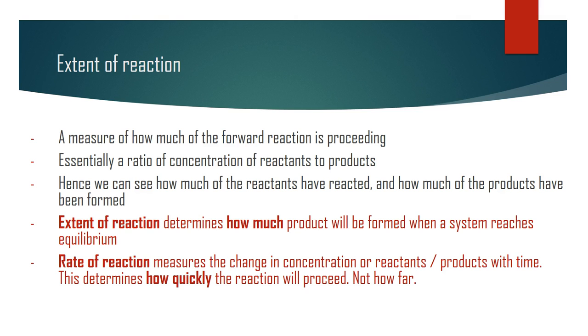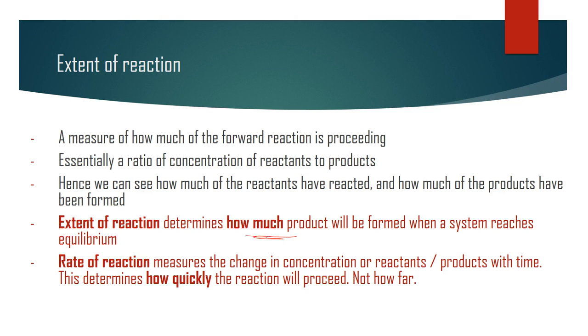So when we're talking about equilibrium, we want to talk about the extent of reaction. So the extent, or the limit to which the reaction will proceed in the forward direction. Essentially when we talk about extent, we're always talking about how much the forward reaction is going, and it gives us a ratio of the concentration of the reactants and products at that point where equilibrium is reached. So the extent of reaction determines how much product will be formed when a system reaches equilibrium.